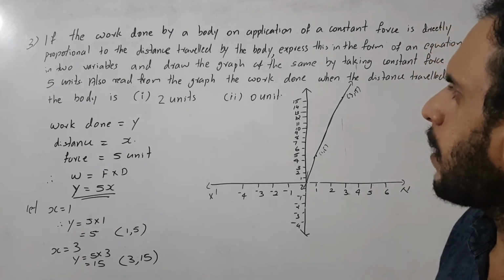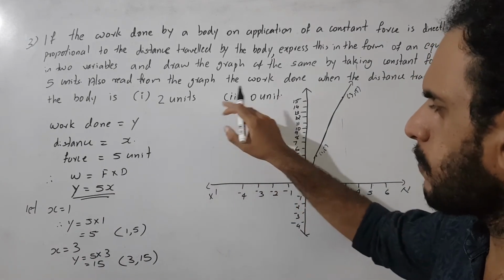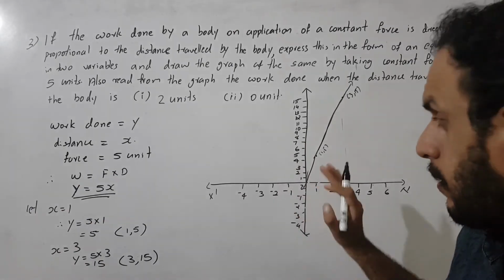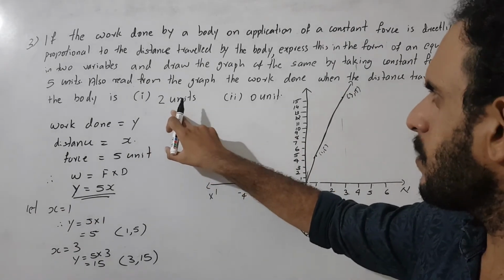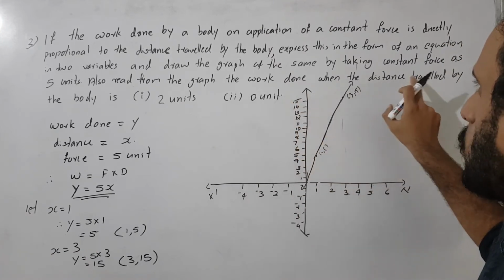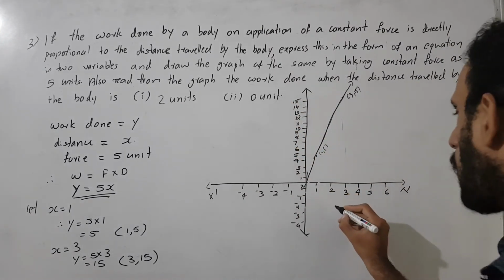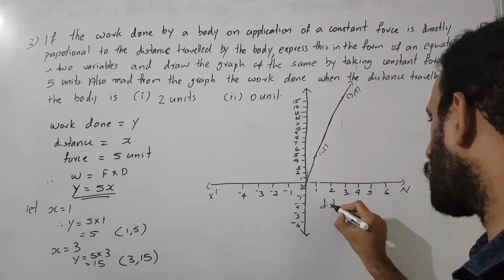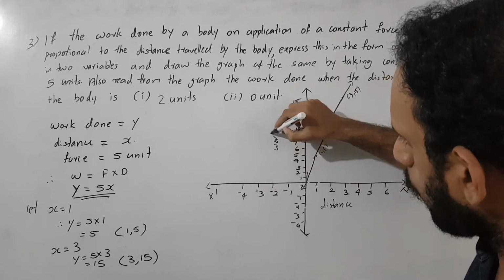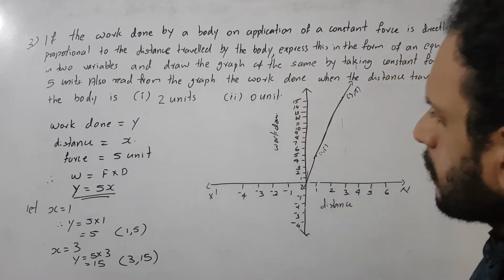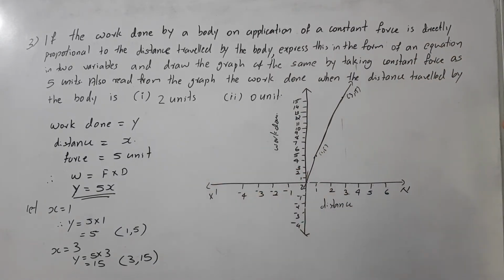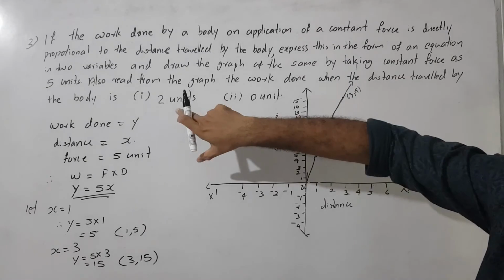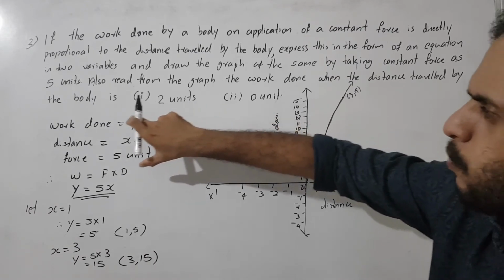What is that? We draw the graph of the same equation. Then after that we need to find the answers of these two questions from the graph. So x represents the distance traveled by the body, and the y axis represents the work done. The value of y is equal to the work done. First, if the body travels 2 units, we need to find the work done by the body.